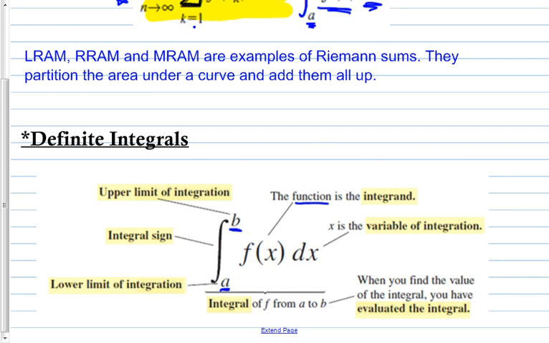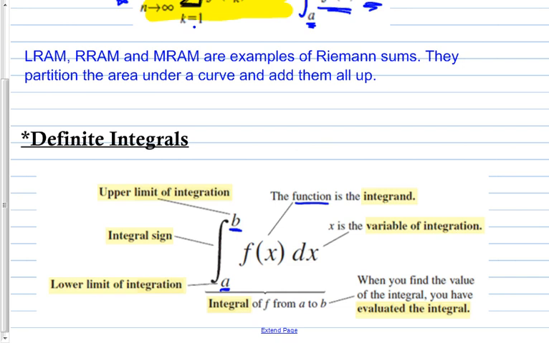And it is said, just as it says, when you find the value of the integral, you have evaluated the integral. The way you would read this is the integral of f of x from a to b with respect to x, or the integral of f of x from a to b dx.